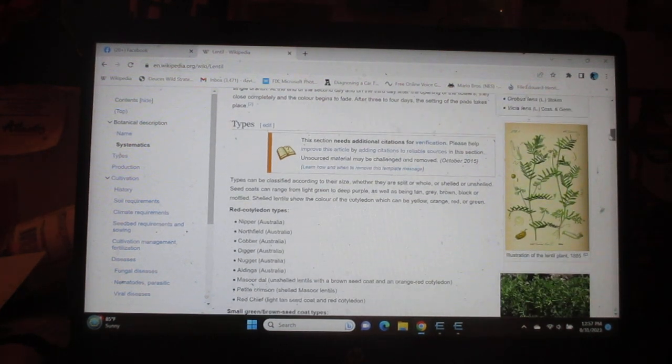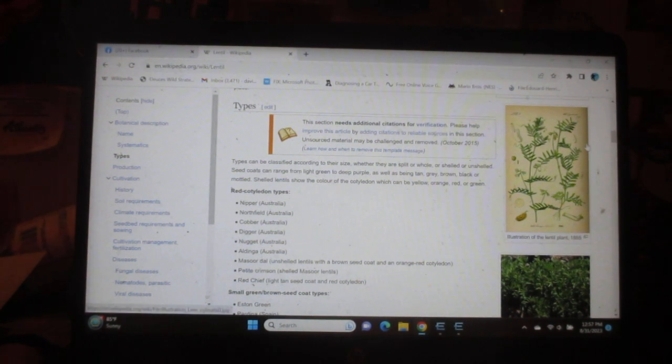Types. Types can be classified according to their size, whether they are split or whole, or shelled or unshelled. Seed coats can range from light green to deep purple, as well as being tan, gray, brown, black, or mottled. Shelled lentils show the color of the cotyledon, which can be yellow, orange, red, or green.